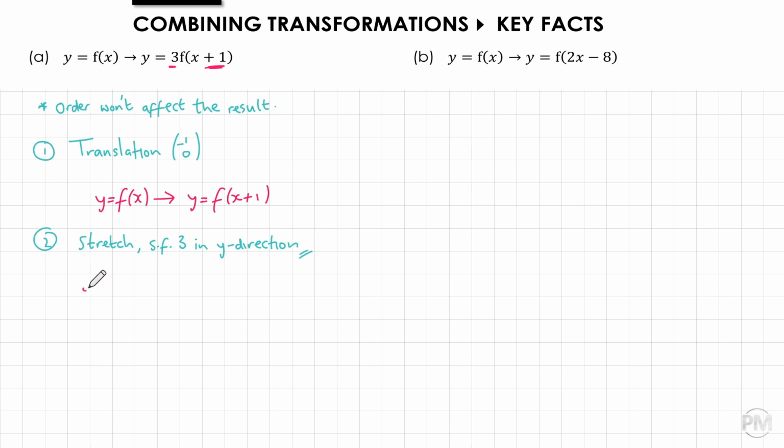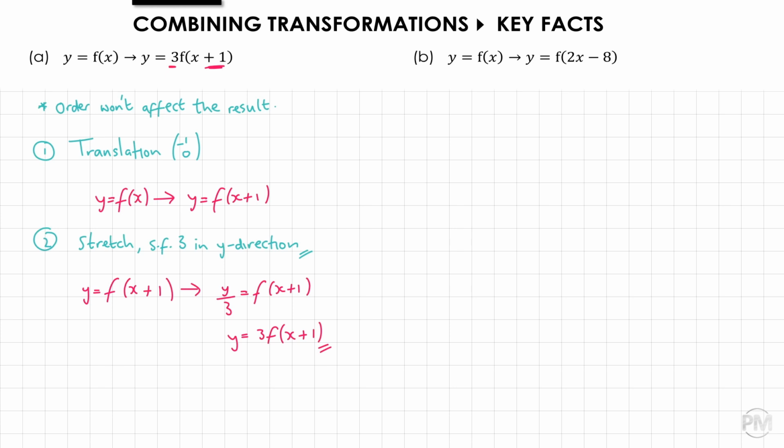Let's just check by applying it. So here we should be replacing y by y divided by 3. And then multiplying it by 3 gives us y equals 3 multiplied by f of x plus 1. So when we apply transformations in perpendicular directions, we generally won't come across any surprises.